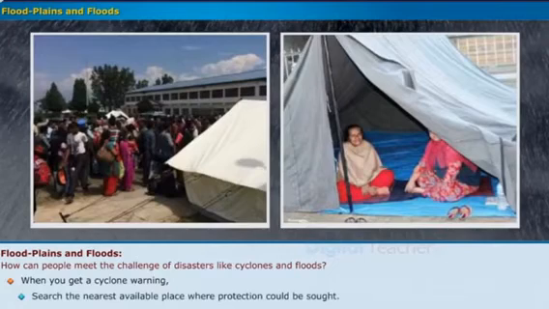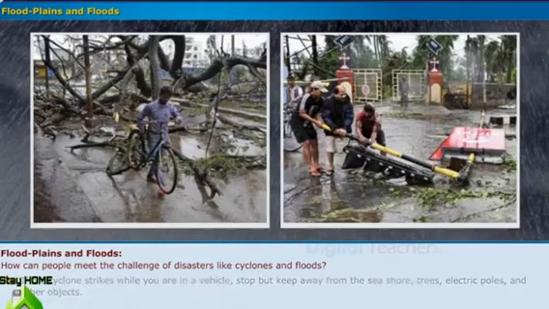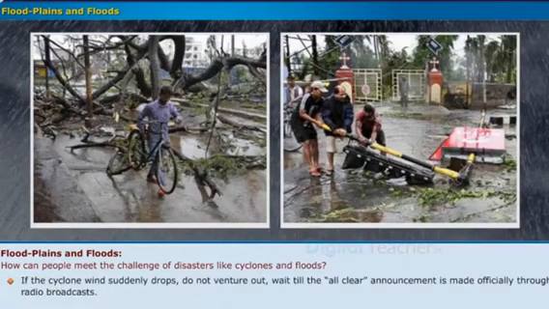When you get a cyclone warning, search the nearest available place where protection could be sought. Do not venture outside, especially into the sea. Close the doors and windows and stay indoors. If the cyclone strikes while you are in a vehicle, stop but keep away from the seashore, trees, electric poles and other objects. If the cyclone wind suddenly drops, do not venture out. Wait till the all-clear announcement is made officially through radio broadcasts.